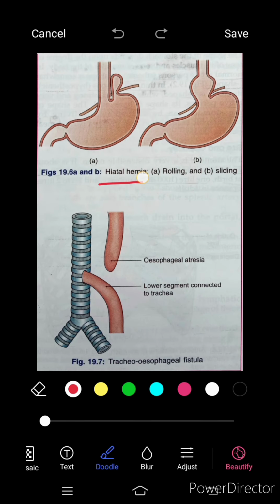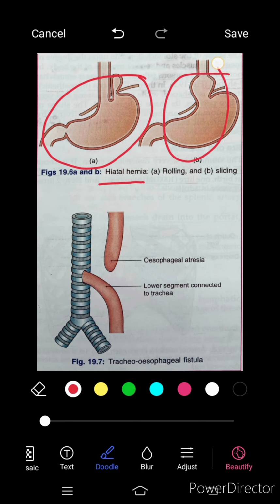Here we can see the figure of hiatal hernia. This one is rolling type or para-esophageal type, and figure B is of sliding type. Now let's talk about Barrett's esophagus. The squamous epithelium of lower esophagus may be replaced by columnar epithelium in certain clinical conditions, which is an abnormal type of epithelium.